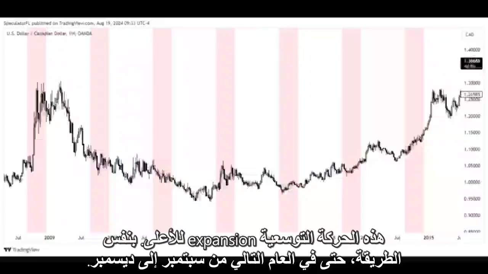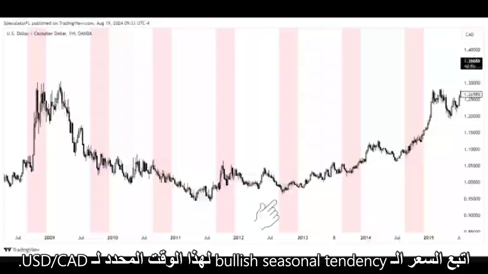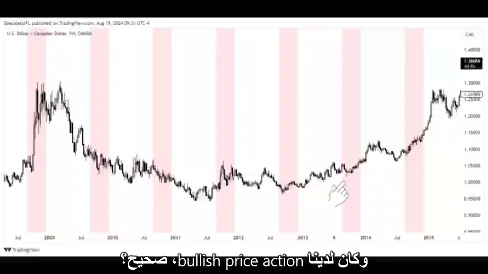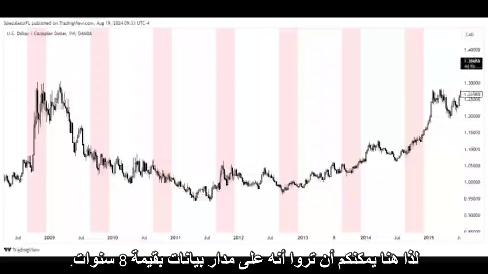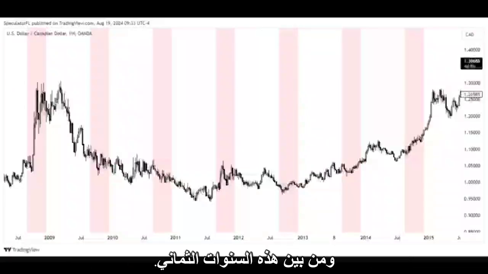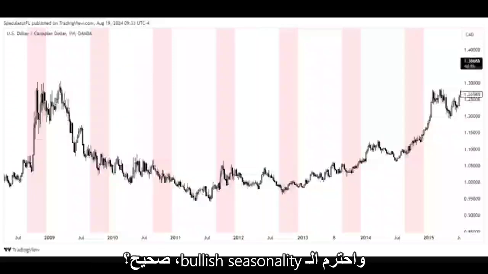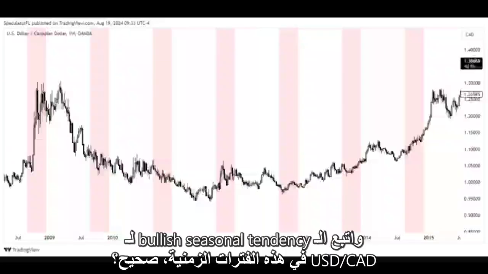In the same manner, even next year from September to December, price followed the bullish seasonal tendency for this particular time for USD CAD and formed higher prices. Similarly, next year as well, we formed higher prices and had bullish price action, right? So you can see that throughout 8 years worth of data, price for 6 years successfully formed higher prices and respected the bullish seasonality, and followed the bullish seasonal tendency for USD CAD at these time windows, right?